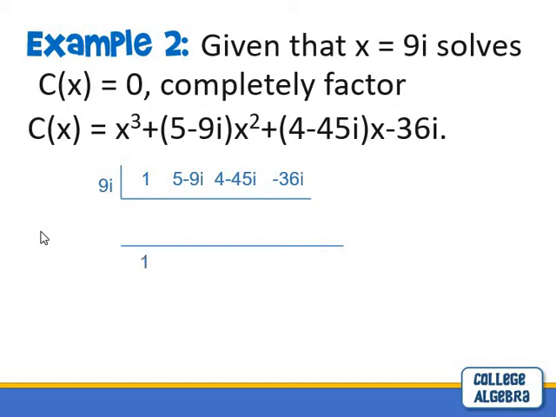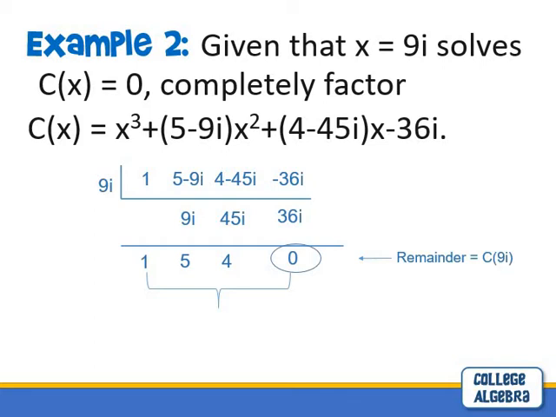We drop down the 1, and then we multiply by 9i, and we get 9i. When we add it, we see that the imaginary part cancels. We have 5 minus 9i plus 9i would just be 5. And then 5 times 9i is 45i. Once again, the imaginary cancels. 4 minus 45i plus 45i will give me 4. And then I multiply 9i times 4, and I get exactly 36i, and when I add those together, we get a remainder of 0. So we do have a remainder of 0, which is showing that c of 9i is 0, and we have our quotient there.